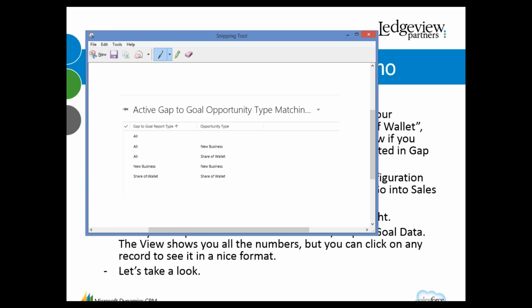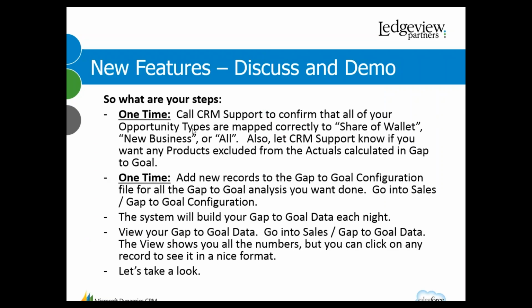So our system is set up very straightforward. This is how a lot of yours will look. But some of you, I know, have been very creative with your opportunity types, right? So if they're not spelled this exact way, or you have 3 or 4 other ones, we'll just need to know how to map them for you. So then when you're running your gap to goal analysis, we'll know which opportunities to consider when you're running the report. So that's a one-time call to make sure those are mapped correctly. And also, if you know of a couple products that you want skipped when we're analyzing your actuals, let us know and we'll check them.